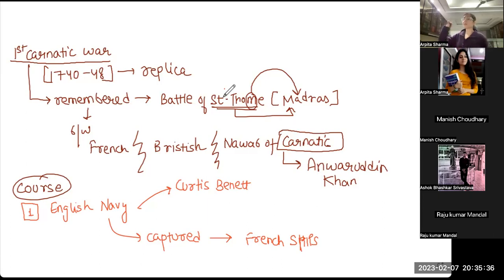Same way, when the Britishers and the French army were fighting internationally, the French and British traders in India also were against each other. The same attitude of hatred and jealousy and competition was there in India also. That is why the English Navy, under the commandership of Curtis Bennett, captured the French ships. Why? To irritate them. Understood? Is the point clear till here?